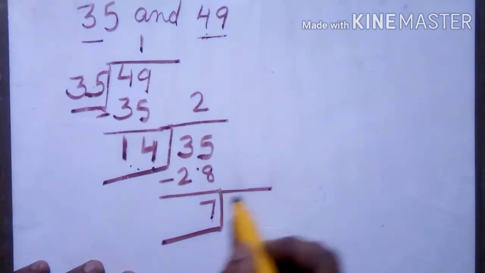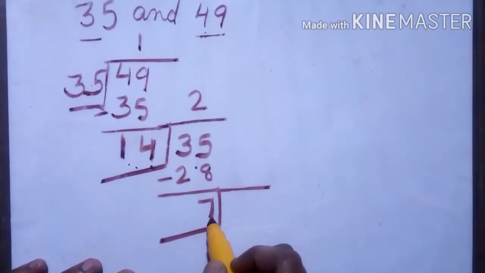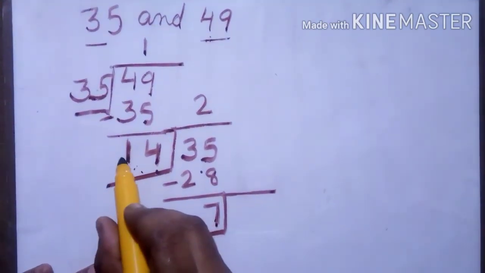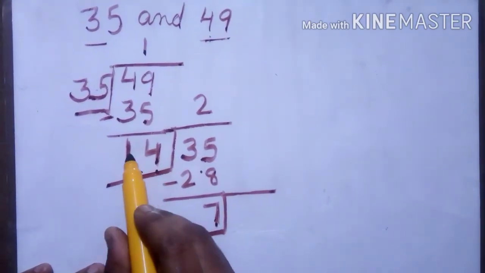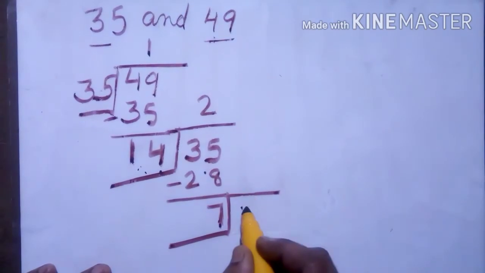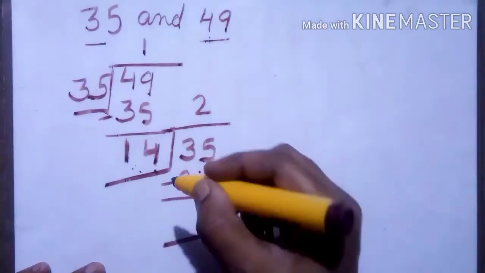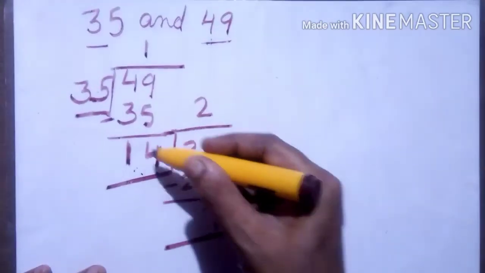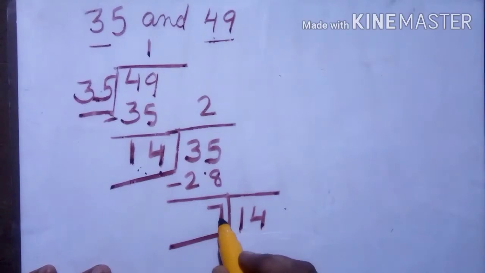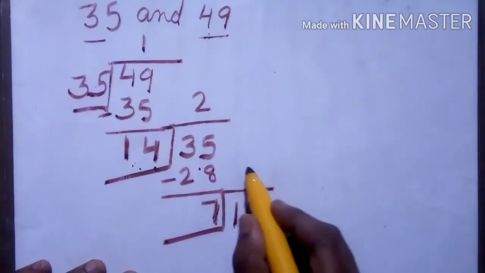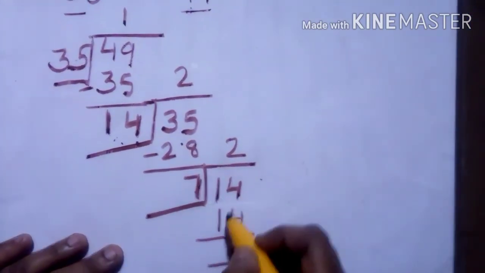What do you have to do next? As I told you, when you get the remainder, this remainder 7 becomes the divisor and the previous divisor 14 becomes the dividend. So we write 14 here. I told you at the beginning itself, you have to follow this same rule till you get the remainder 0. So now how many times does 7 go into 14? 7 times 2 is 14. So now we get the remainder 0.